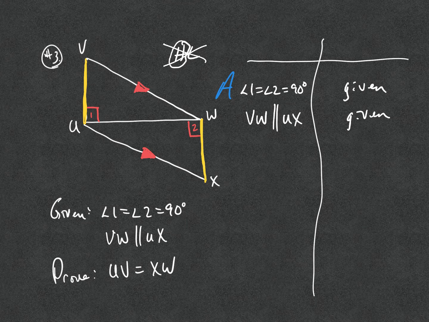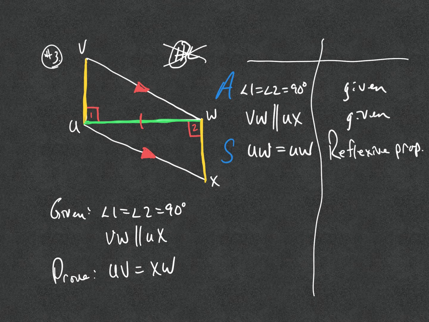Well, we have a side that's being shared between the two triangles. The side that's being shared, used by both, is the line UW. UW is a side in the upper triangle, and UW is a side in the lower triangle. And of course, anything's going to be equal to itself using the reflexive property. So I'll put a tick mark on it. That then gives us a side in each triangle.